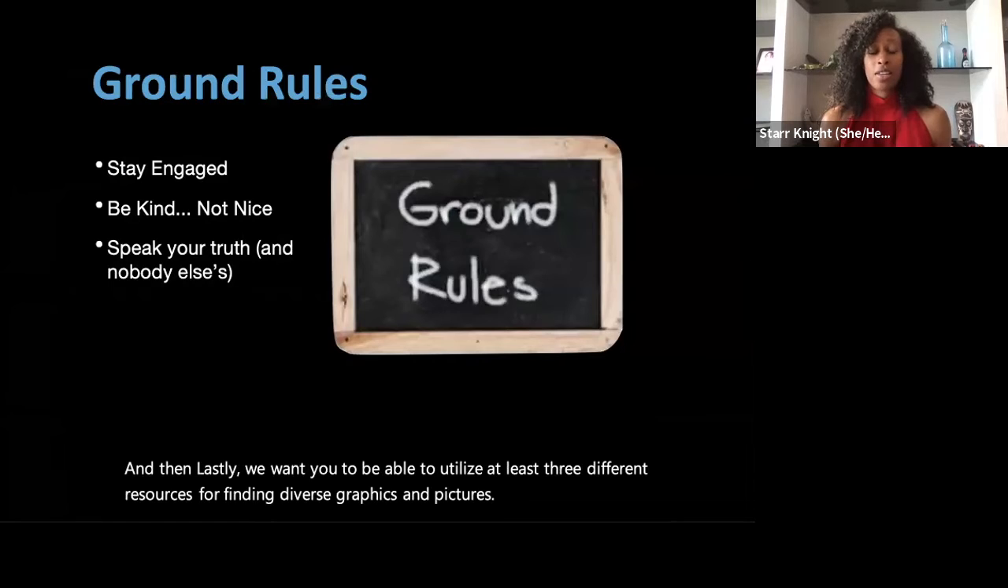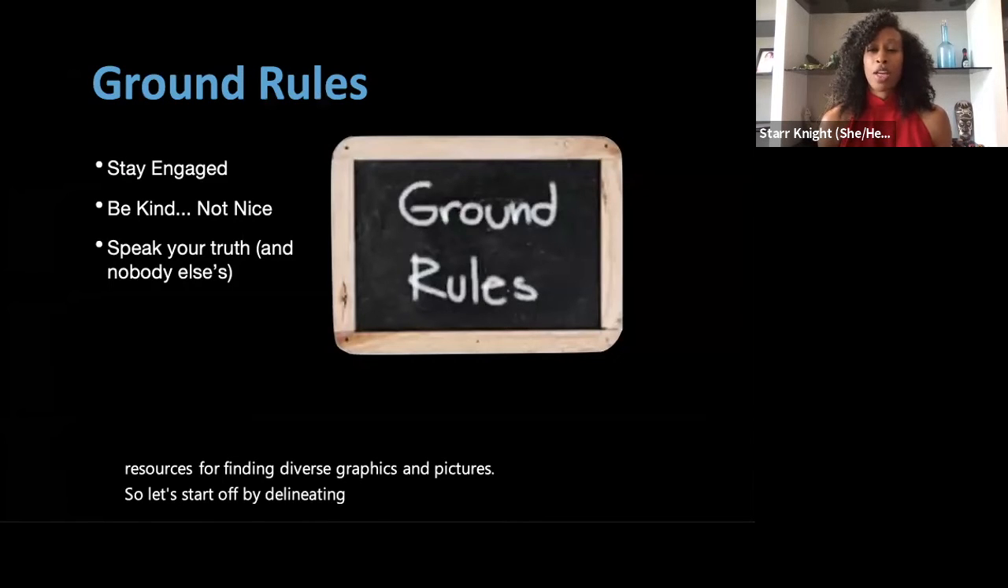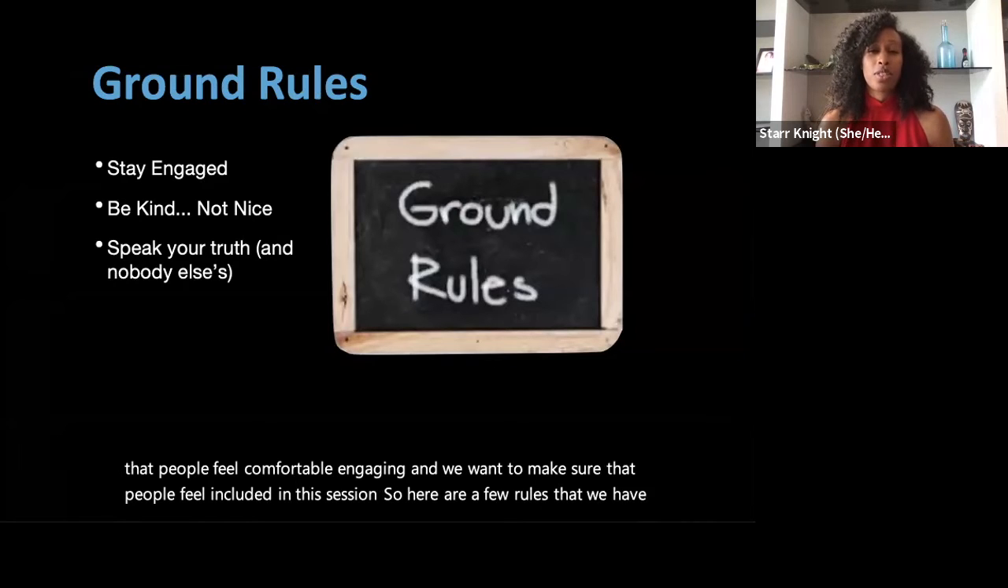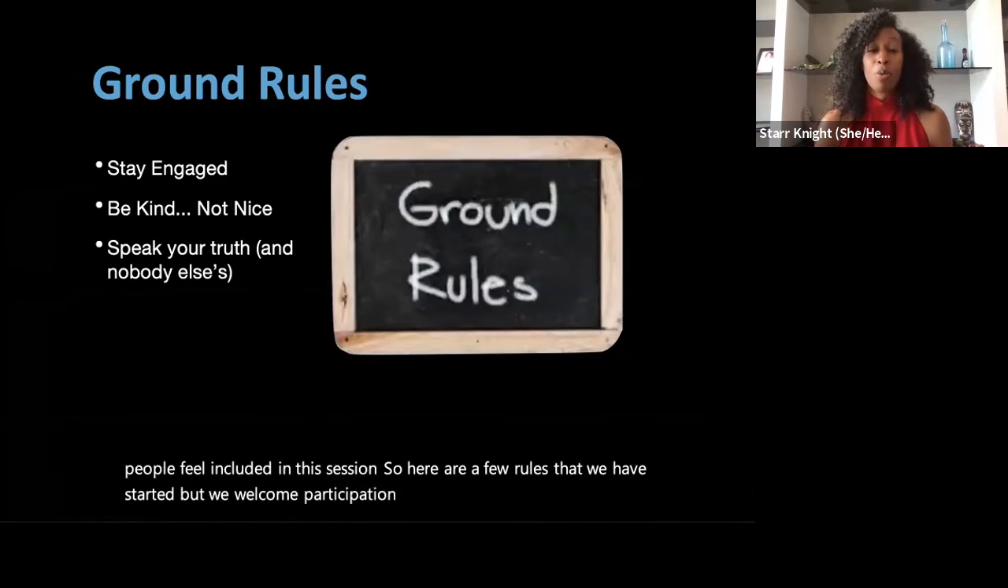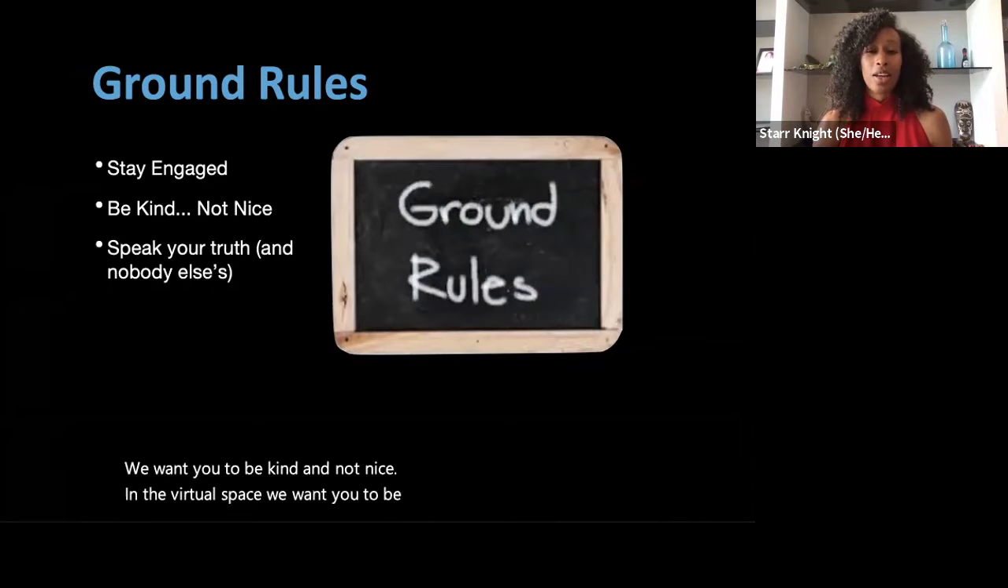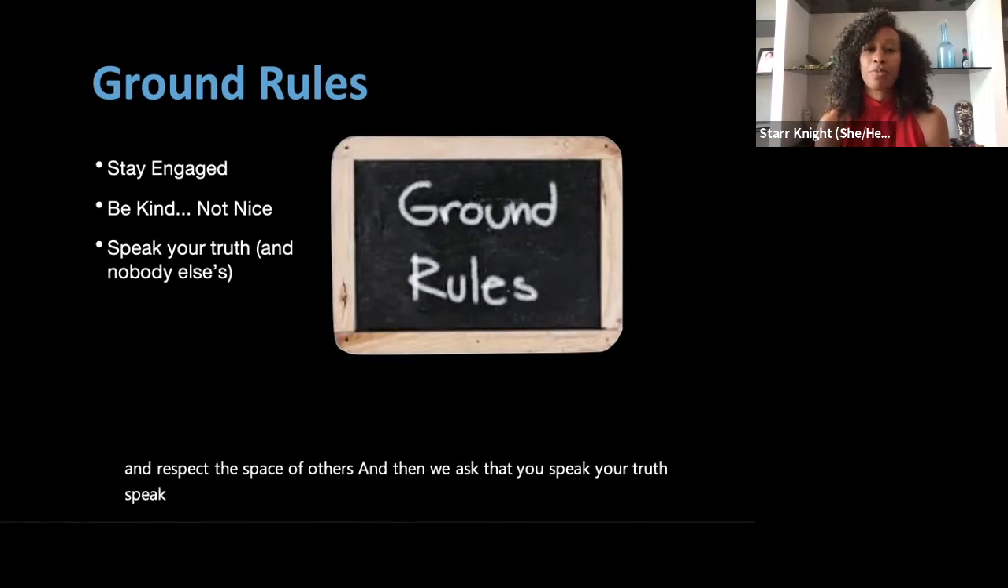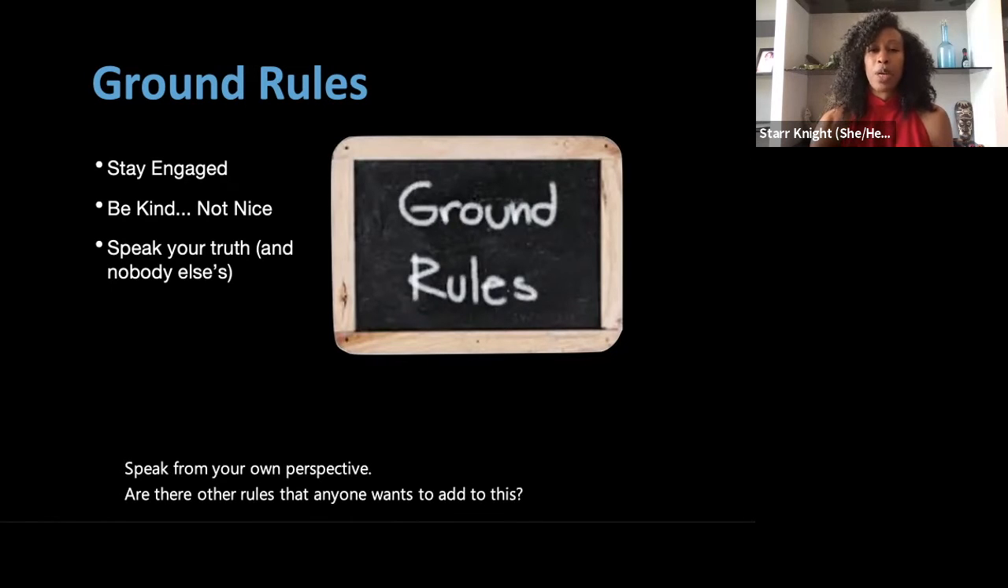So let's start off by delineating some ground rules. We want to make sure that people feel comfortable engaging, and we want to make sure that people feel included in this session. And so here are a few rules that we have started, but we welcome participation from anyone in the audience. We want people to stay engaged. We want you to be kind and not nice. In the virtual space, we want you to be muted when you're not speaking and respect the space of others. And then we ask that you speak your truth, speak from your own perspective. Are there other rules that anyone wants to add to this to create a brave space and a safe space?